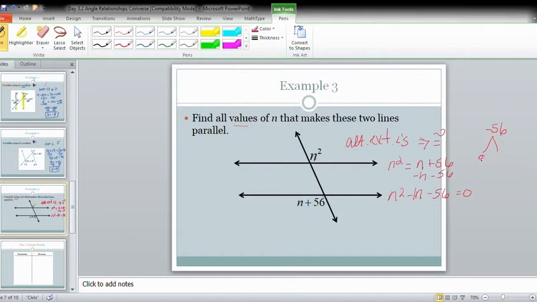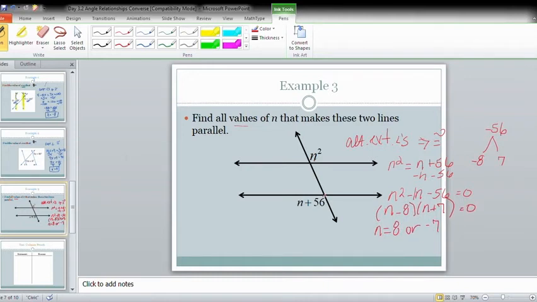So I've got 8 and 7. Since it's a negative 1, I need 8 to be negative. So I get n minus 8 and n plus 7. Well, that's going to give me two solutions. n equals 8 or negative 7.